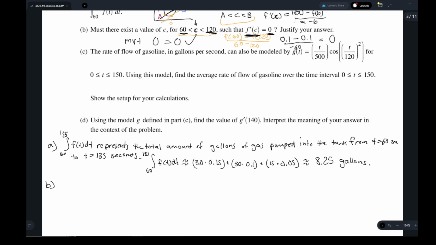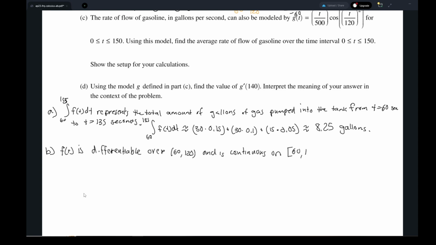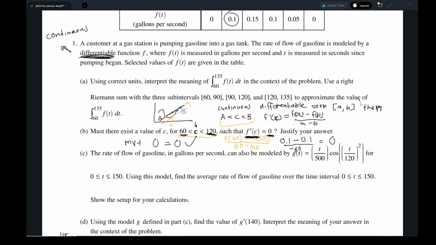So in order to earn full points for this, we're going to have to state that f of t is differentiable over 60 to 120 and is continuous on 60 to 120, right? So it's differentiable and it's continuous on the interval from 60 to 120. That's the first thing. We proved this.